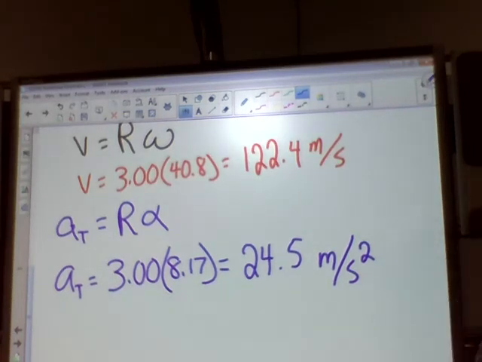So converting between the linear and angular quantities is pretty simple. You just have to know the equations that relate the quantities, and you have to be able to identify the given quantities from the problem.